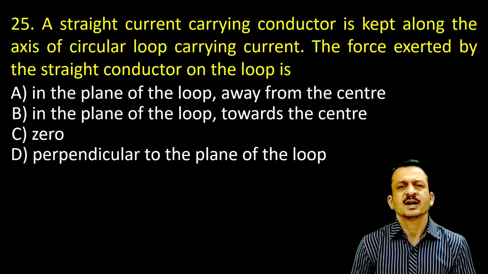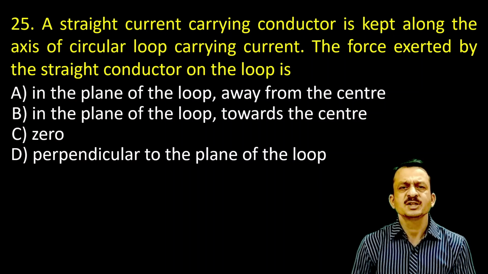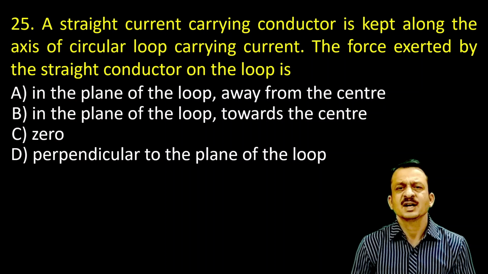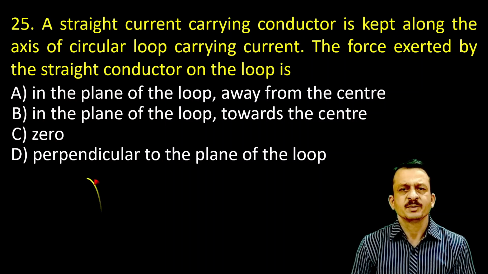So therefore, the conductor and the magnetic field from the circular loop are parallel to each other. Since they are parallel, the magnetic force is obviously 0. Clear? Now that will be shown by this animation diagram.